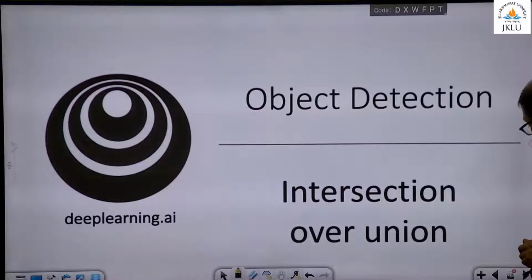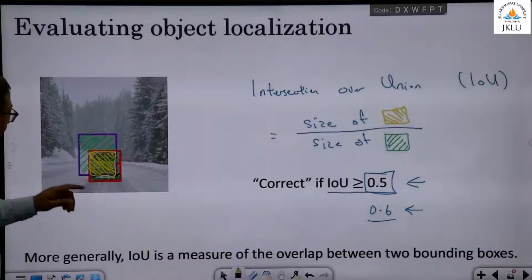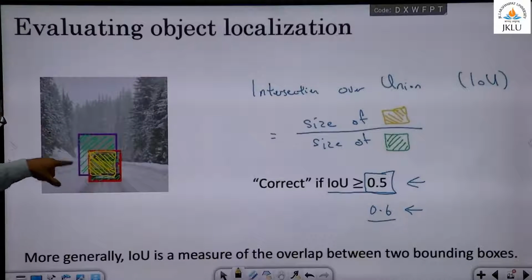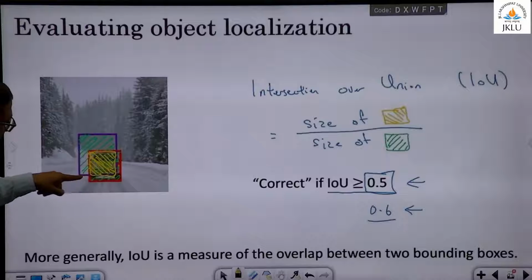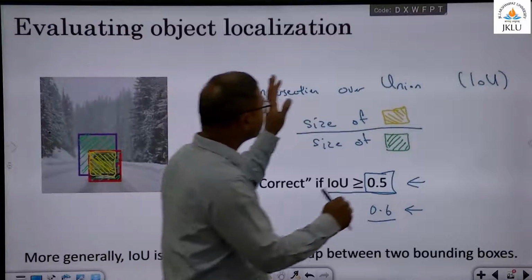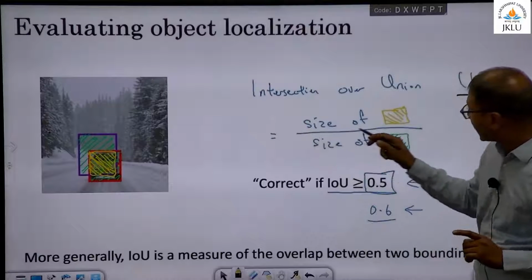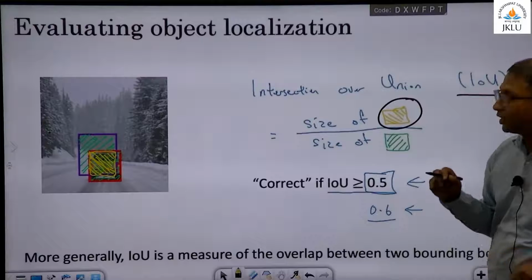So intersection over union. Evaluating object localization. So you have this purple one, you have this red one. You have these two bounding boxes. So intersection over union, IOU simply gives you the size of yellow one. What is yellow?